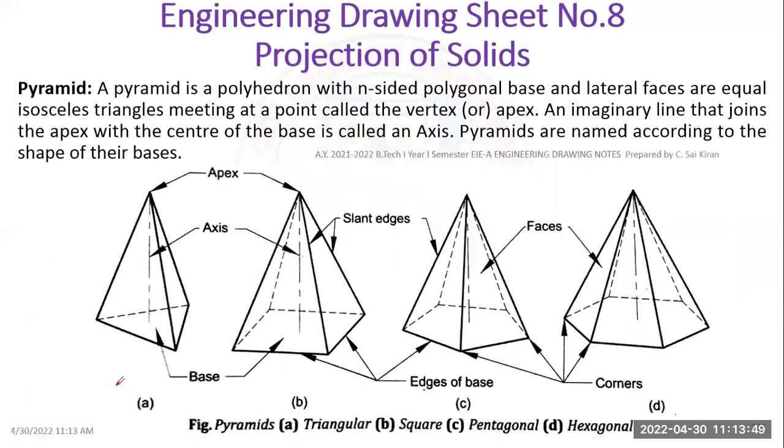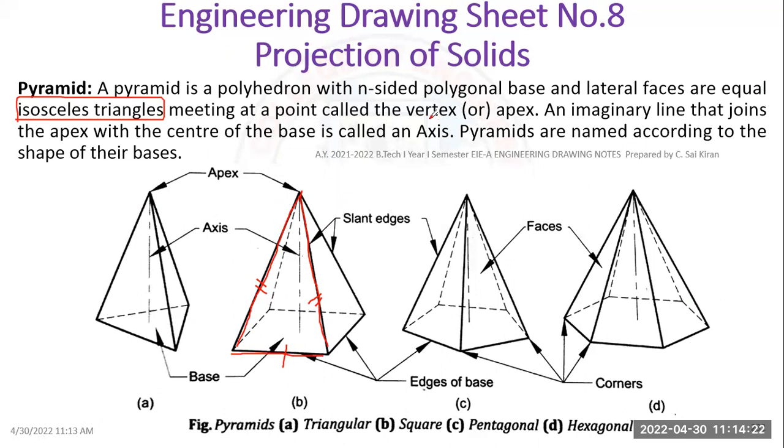Okay, next is the pyramid. In this pyramid you have an n-sided polygon. So here also the bottom face is an n-sided polygon. Lateral faces are equal isosceles triangles. These are isosceles triangles because these two sides are equal in length, but this length is not equal to this length. So this is one, and these two sides are equal. So it is called an isosceles triangle.